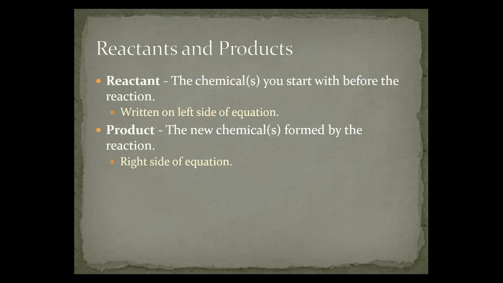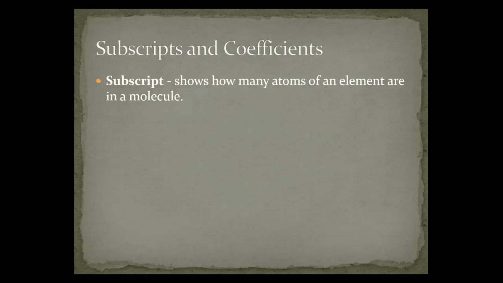Now, there are two different sets of numbers. One we've been dealing a lot with, and we already know what that is, and then one I just barely showed you a moment ago that we're going to talk about more in depth today. But those two numbers are called subscripts and coefficients. Subscripts are the little numbers after a molecule. So when we talked about water, H2O, that 2 is a subscript.